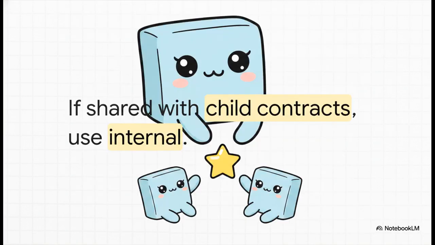Which brings us to step 3 of our tree. Helper functions shared with child contracts? Make it internal. If you're building a foundational tool that inheriting contracts need to share or override, internal is exactly where you want to be.